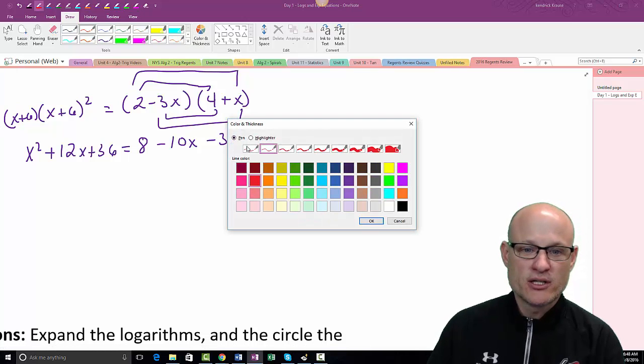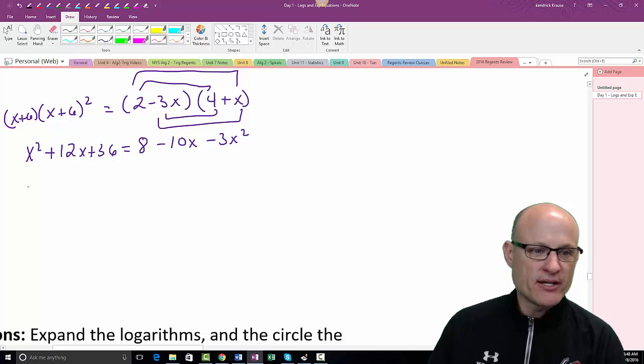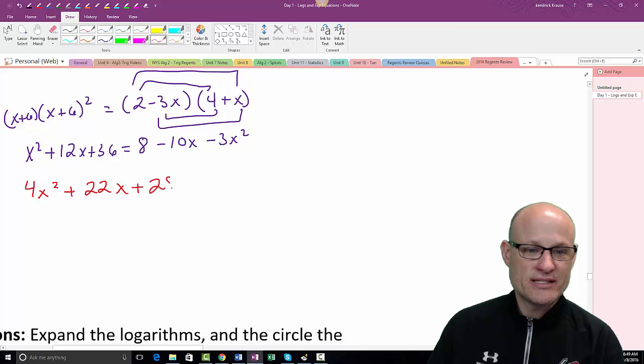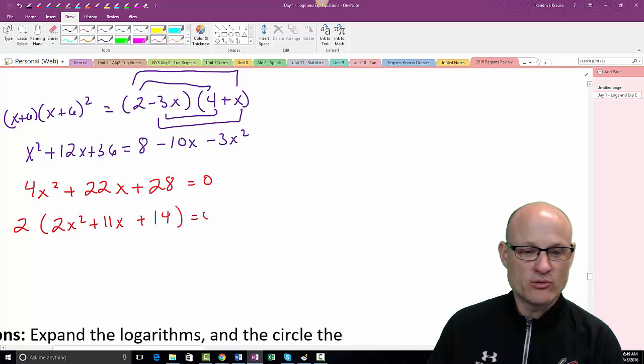Hopefully you can do this. I'm going to do it very quickly. I get 3x squared. Nope, we're going to add 3x squared. So I get 4x squared plus 22x plus 28 equals 0. Let's take out the 2. I'm left with 2x squared plus 11x plus 14 equals 0.